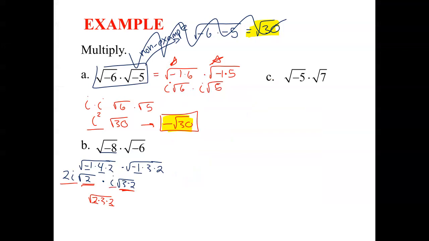There we go. I've got 2i times i gives me 2i squared. We'll deal with the 2i squared in a minute. And then I've got this pair of 2's, which gives me 4. I can square root that and end up with another factor of 2. And I'm just going to clean this whole thing up.